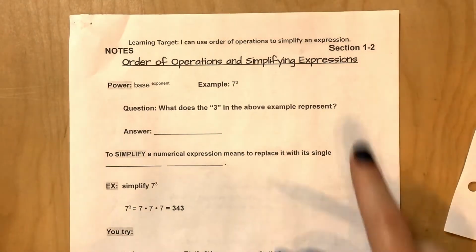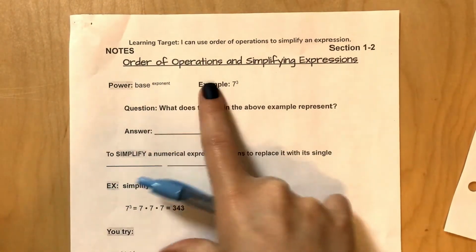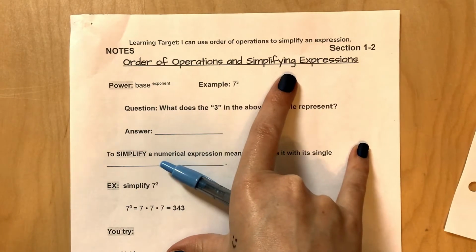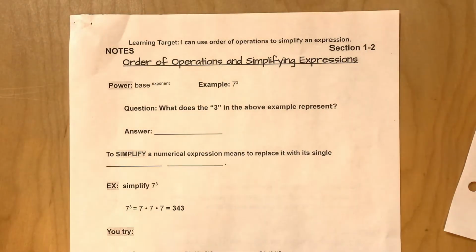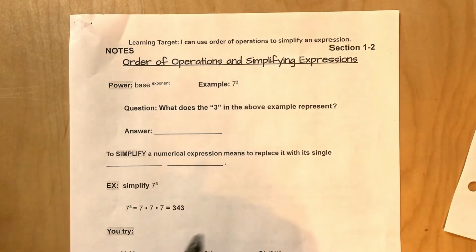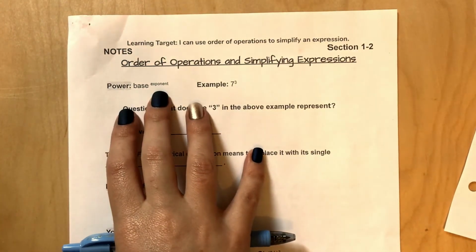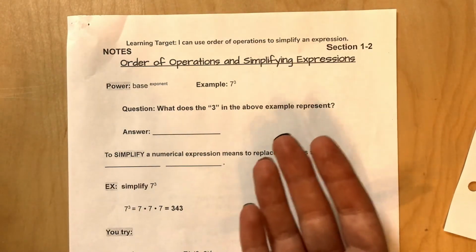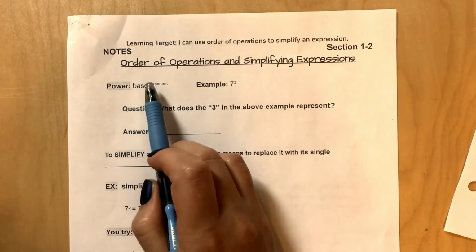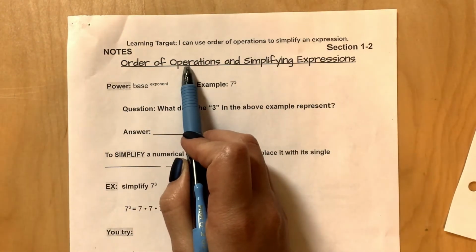We are covering section 1.2, order of operations and simplifying expressions. Today what I'd like you to be able to do is use order of operations to simplify expressions. To start off, we're just going to talk a little bit about some operations that you've used before, but it's just been a while. So let's go ahead and get started.